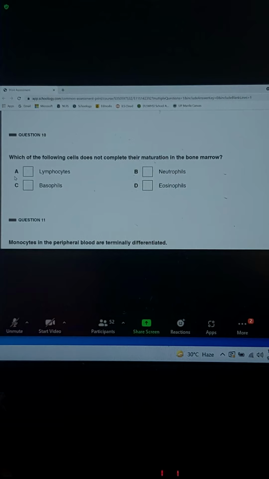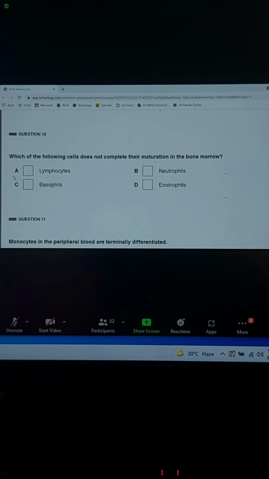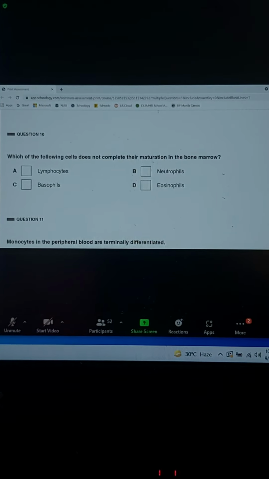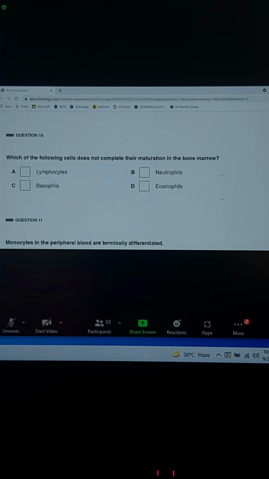So question number 10. Which of the following cells does not complete their maturation in the bone marrow? Lymphocyte. A po. Alright, so the correct answer is letter A, because your lymphocytes, di ba? Particularly your T cells, so they complete their maturation in the thymus. While your granulocytes, your neutrophils and so on, they complete their maturation in the bone marrow.